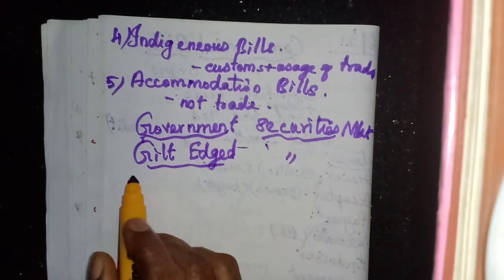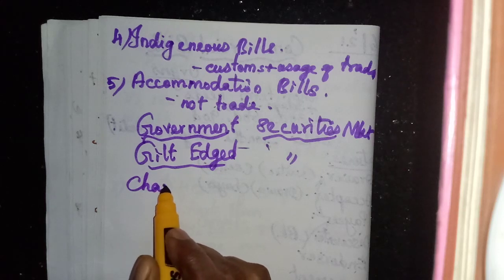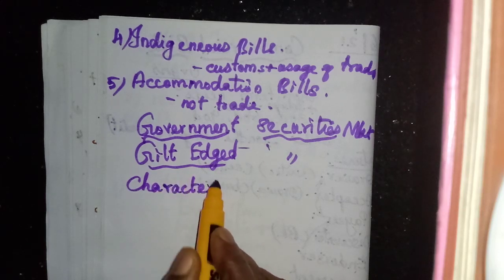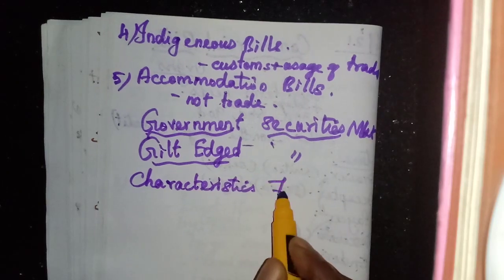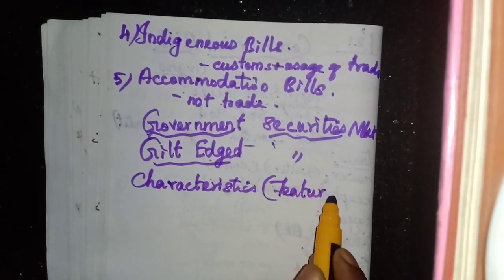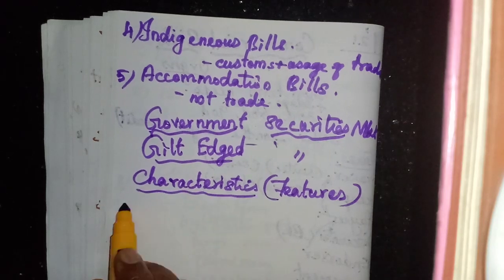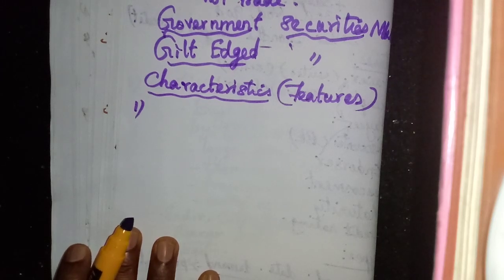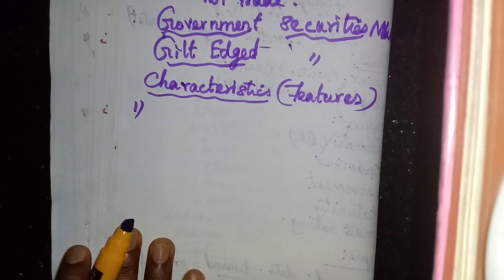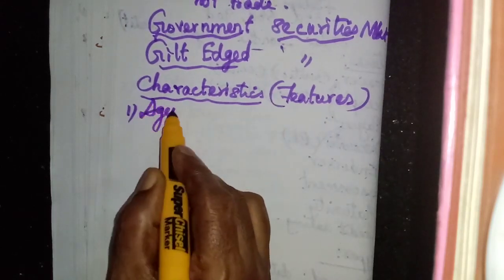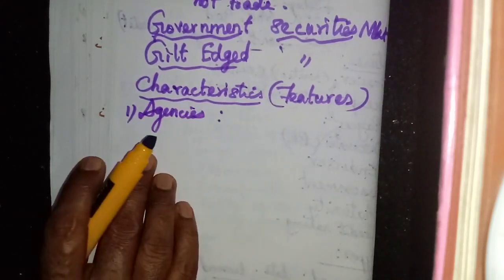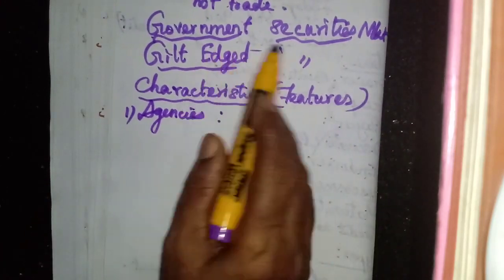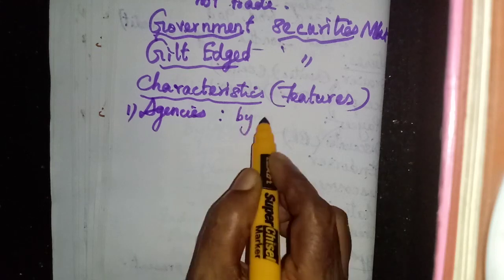Now we will learn the characteristics or features of the government securities market. It is one of the 5-mark questions, and 2-mark questions are also available. Almost the last points, they will ask about the agencies. First point: the government securities are issued by agencies.